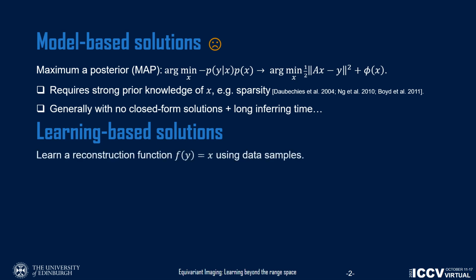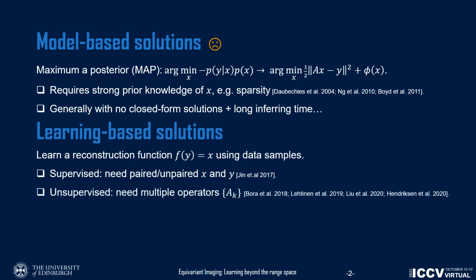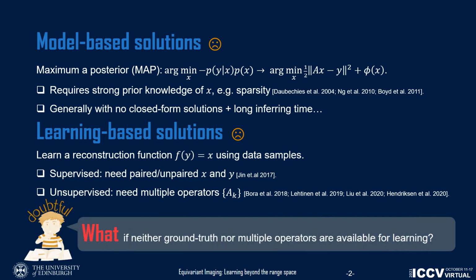The deep learning methods basically use the training samples to learn the reconstruction function f(y) equals x, and then apply the trained neural network to predict the reconstruction for the testing samples. Basically, the learning-based solutions can be divided into two categories: the supervised, which needs paired or unpaired x and y to train the net; and the unsupervised, which needs multiple operators A_k to capture the null space information. However, we're wondering, what if neither ground truth nor multiple operators are available for learning?